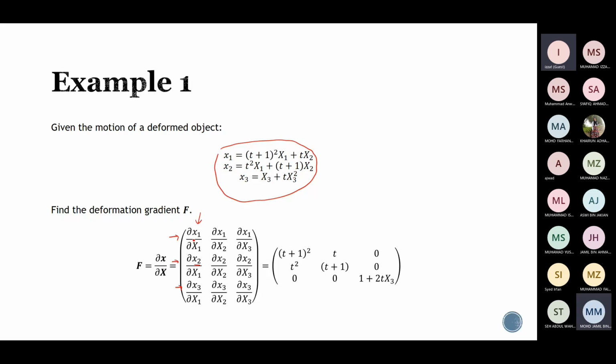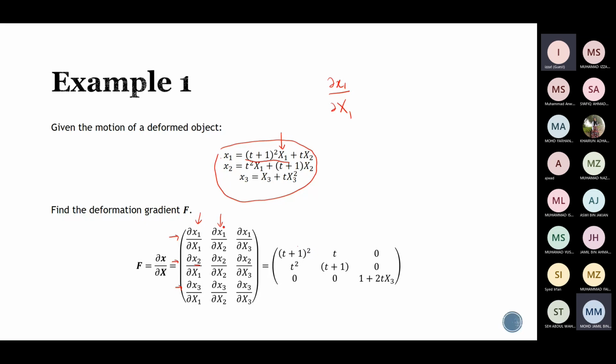So firstly, let's differentiate del small x1 over del big X1. So if you look at the first equation, differentiate small x1 over big X1. Basically, you differentiate only this part here because x2 is considered a constant. So this becomes 0. So differentiate this, you get t plus 1 squared. Okay, so we differentiate with respect to x, so time t will become a constant. Okay, so that's why we get t plus 1 squared.